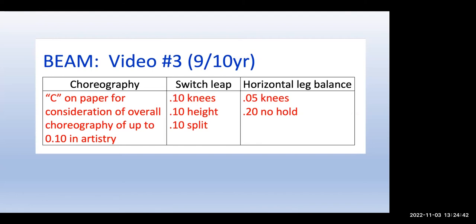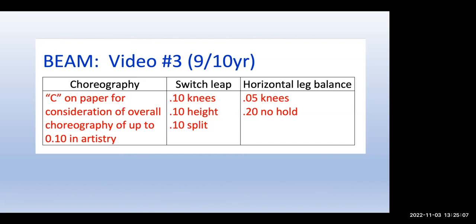Okay, now you might ask, why do I have a C and not a 1/10? Because remember, in the artistry category, it's up to the whole routine. So you can't just start putting ones down on your paper for choreography sections because the maximum is 1/10. So that's why I have put a C on your paper, and then see how many C's you have on your paper to determine how much of that 1/10 you're going to take off.